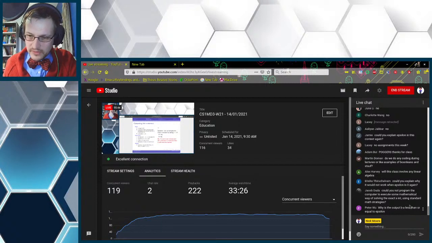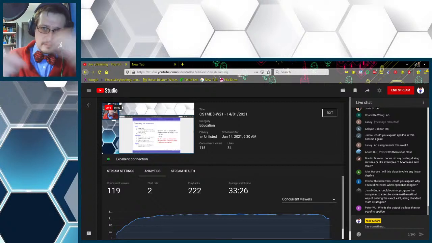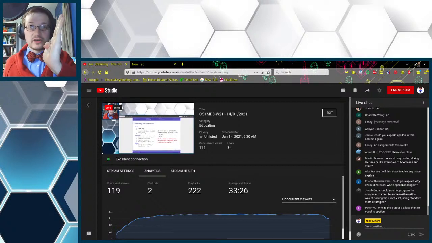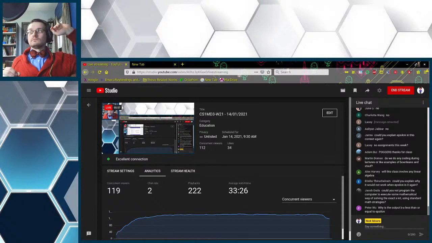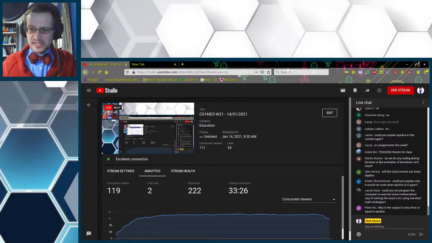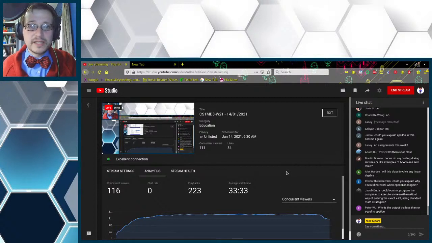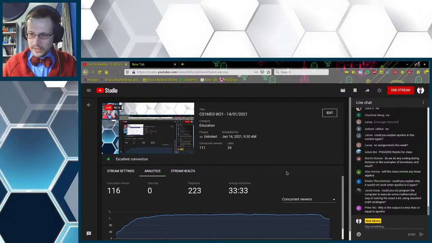Could you not program the computer to execute some mathematical way of solving the exact x-intercept using standard mathematical strategies? Yeah, absolutely. But we're talking about this strategy, right? Definitely you can get the computer to do the quadratic formula or something. If any of you have used MATLAB, it has a symbolic math toolbox so that you can get MATLAB to do your algebra for you. And I'm pretty sure Wolfram Alpha does the same thing.